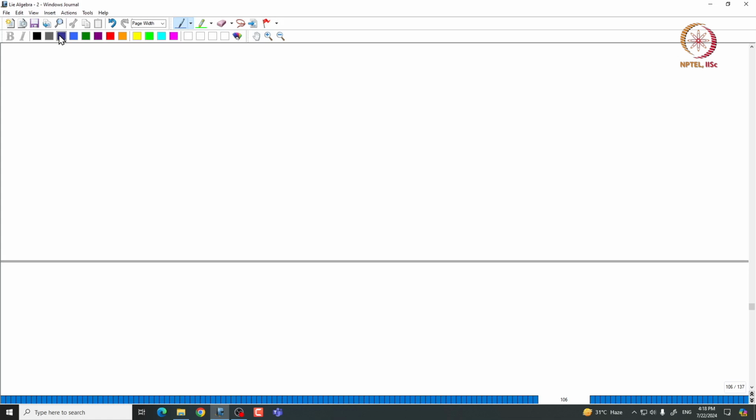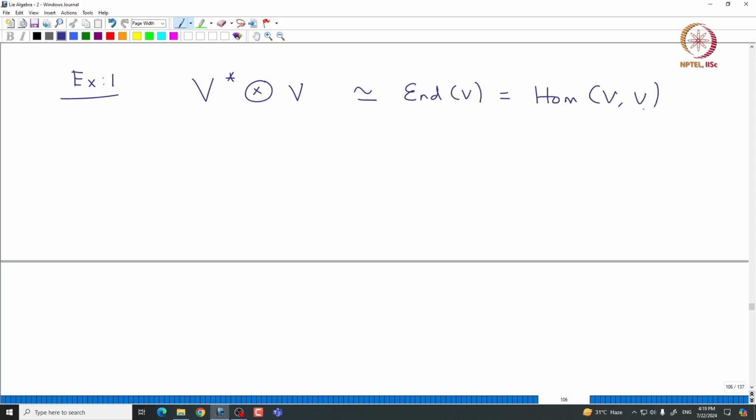So, if we take this tensor product of the dual spaces, maybe I will leave it as exercise. So, here is the exercise 1. If we take the dual V star tensor V, then this is naturally isomorphic to the endomorphism of V. Okay. The endomorphism of V as a C space, so which can be identified as the home V comma V. Okay. So, now we also have G module structure on both sides.